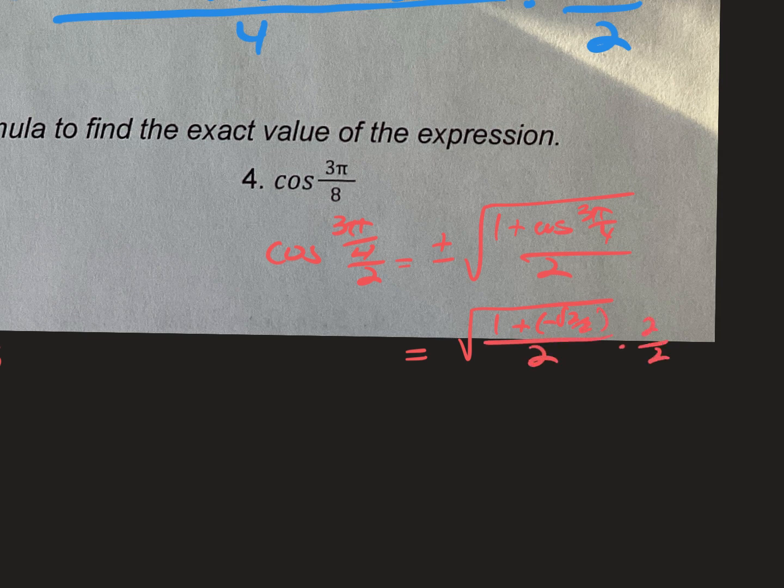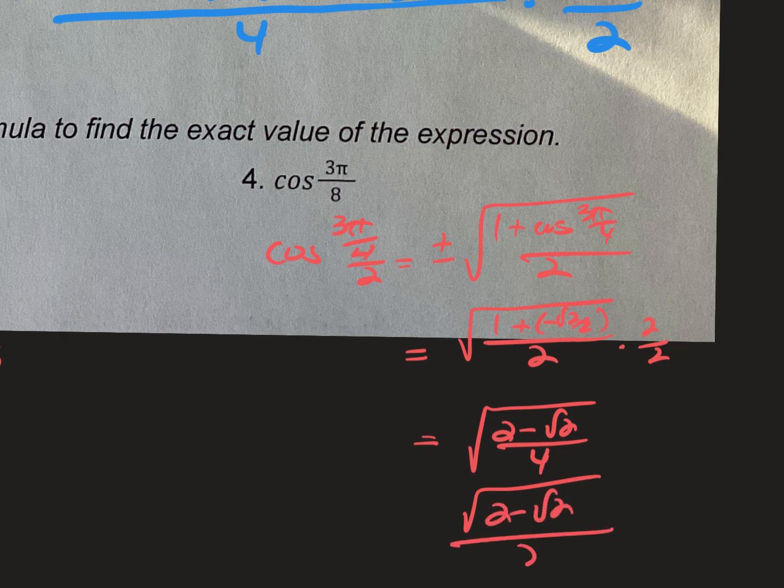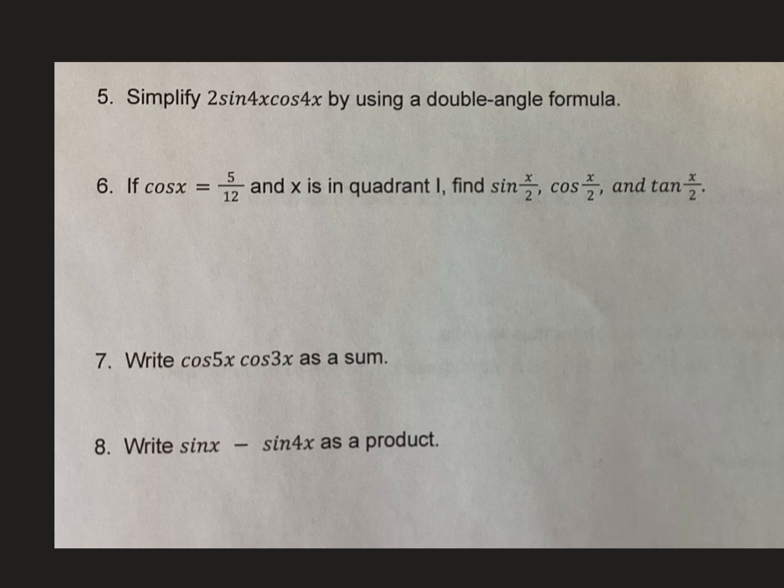Let's multiply by 2 to get rid of the fraction in there. So we're going to get 2 minus the square root of 2 all over 4. And I do know the square root of 4 again, so I'm going to say the square root of 4 is 2. And I'm done with that one.